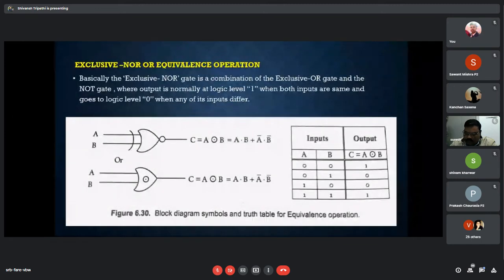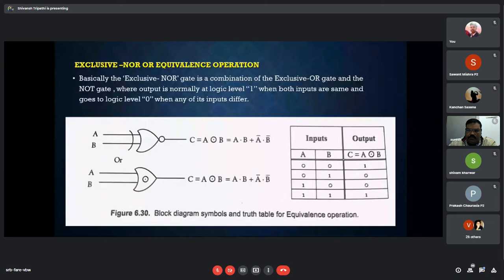And this last one is an exclusive NOR or equivalence operation. Basically, this exclusive NOR gate is a combination of the exclusive OR gate and the NOT gate, where the output is normally at logic level 1 when both inputs are the same, and goes to logic level 0 when any of its inputs differ. Here we can see in the truth table, when both inputs are false or 0, the output will be 1. If any one of the inputs is false, then the output will be false, and if both the inputs are true, then the output will be 1.